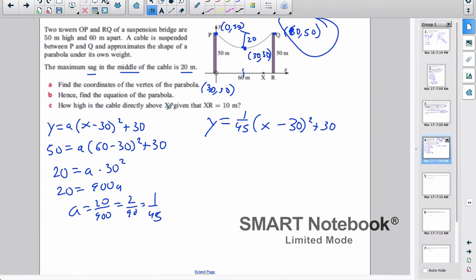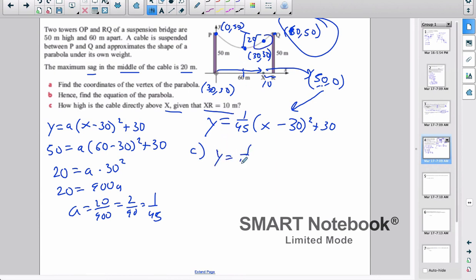How high is the cable directly above x given that xr is 10? So if this distance is 10, then x is over at 50, right? So the point x is going to be (50, 0). Oh sorry, we're looking for this distance, right? So the x value is 50 here, so we just plug 50 into this equation and we find the y value at that point.